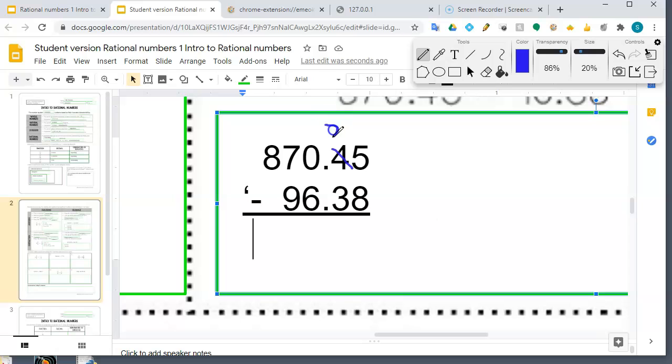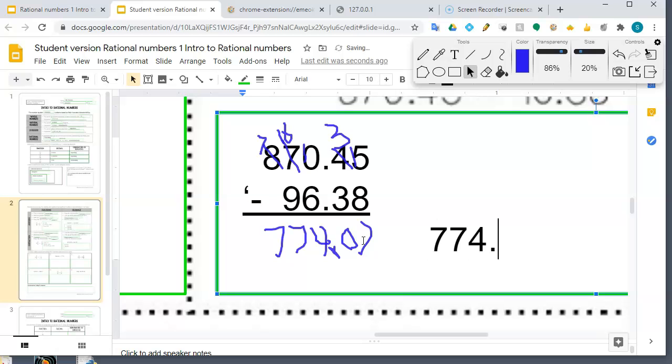So 4, 3, this becomes a 15, this becomes a 7, this becomes a 0, decimal, decimal, 7 becomes a 6, this becomes a 10, this becomes a 4, 8, 7, 16 minus 9 is 7, and 7 minus 7 is that. So, when we pick our value, we get 774.07.